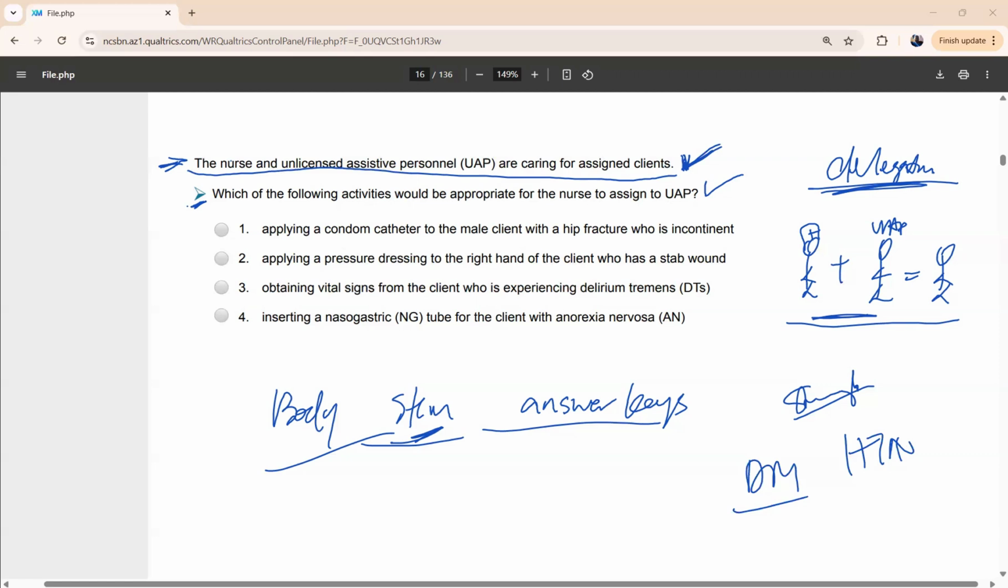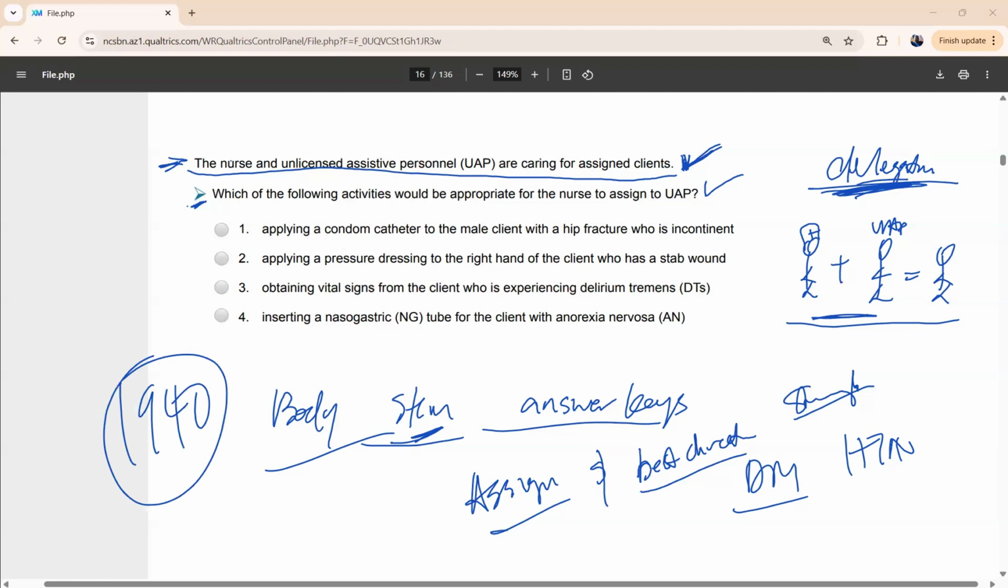When the NCLEX is testing your delegation, there are two ways it tests delegation: we have assign, and we have best direction. I knew this because I did my analysis on 1,940 questions. Initially, I was just thinking the NCLEX will focus on assign, where all you need to do is decide the right task, and the patient should be stable.